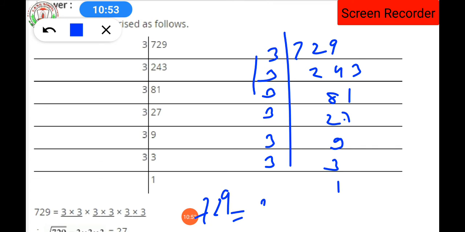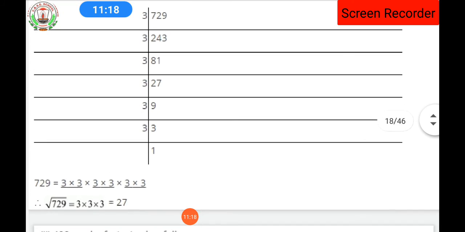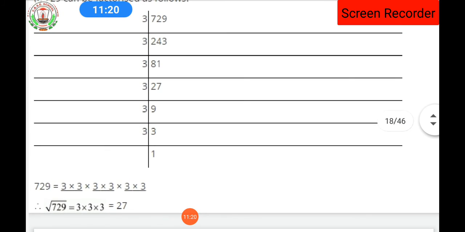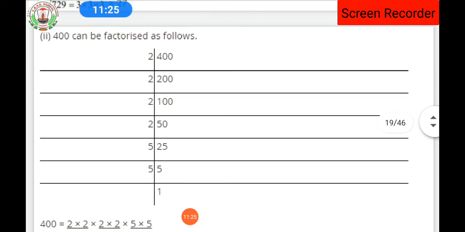So you can see here the factors of the number 729 are 3 into 3 into 3 into 3 into 3 into 3. So how many 3 are there? 1, 2, 3, 4, 5, 6. 6 3's are there. So we can see that among the pairs of the 3, 1 3 we will take out. So 1, 2, 3. So 3 into 3 into 3 will be 27. Clear? So the square root of this number will be 27. Clear? Moving toward the second part of the question, we are having here 400.